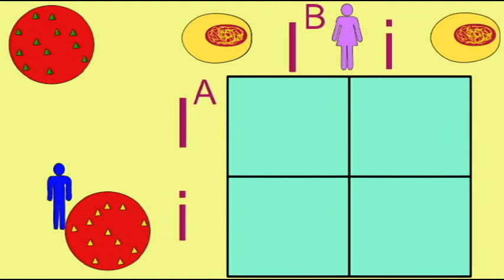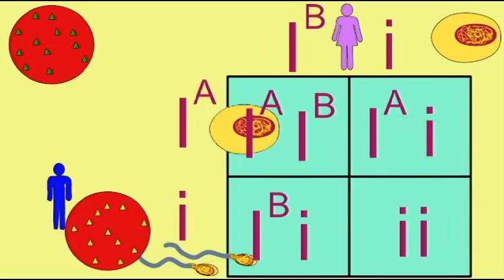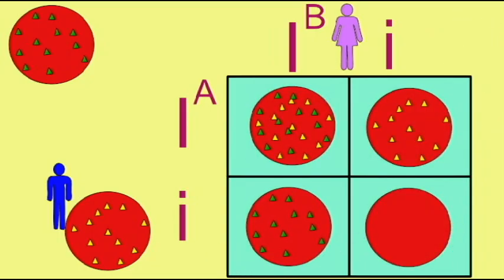If an individual who is heterozygous for the A allele has children with someone who is heterozygous for the B allele, 1/4 of the children are blood type AB, 1/4 of the children are blood type A, 1/4 of the children are blood type B, and 1/4 of the children receive both recessive alleles and are therefore blood type O.